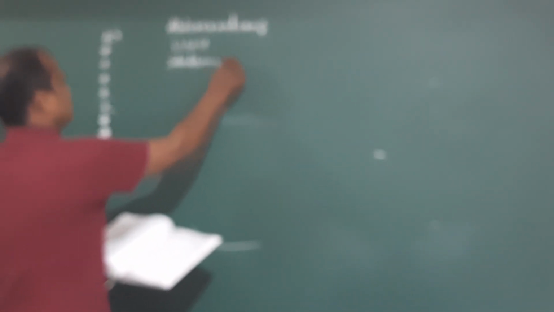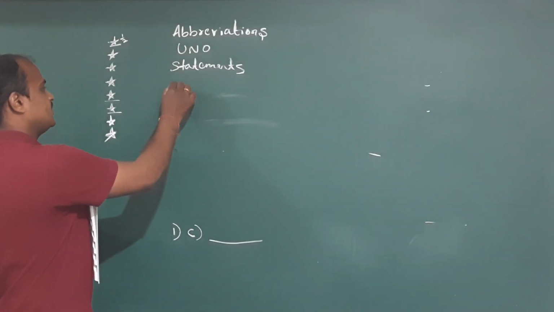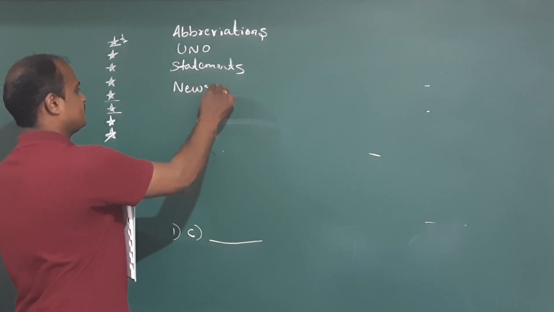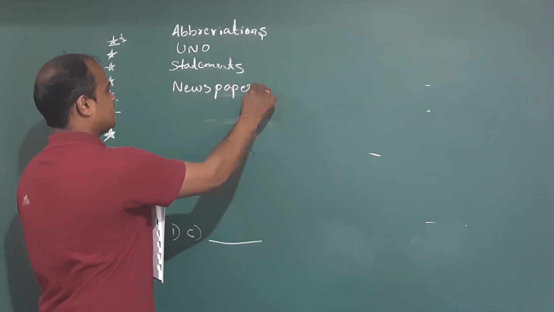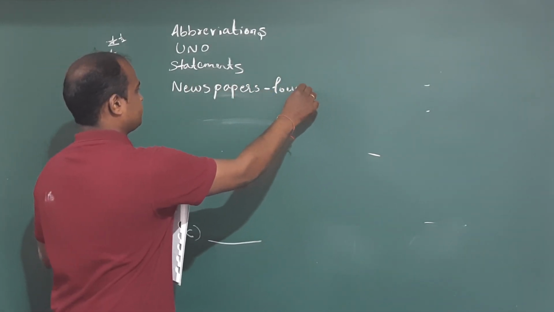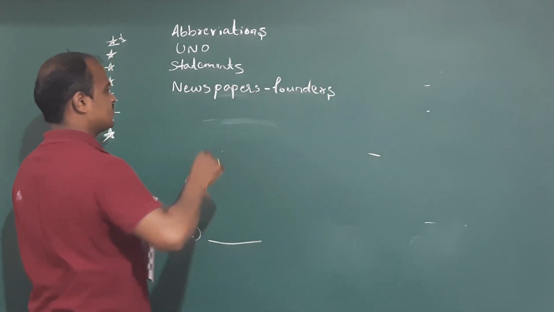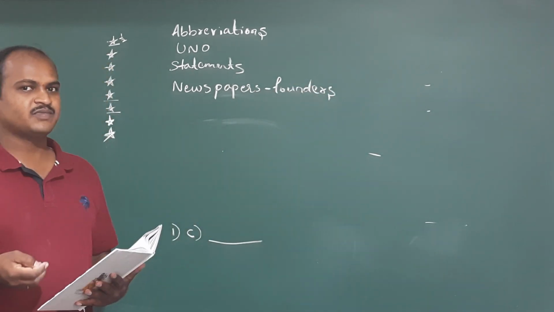So what is that? Statements. The second heading is statements or slogans, as we call them. Then again leave 2 or 3 pages, as many as you want. Then again, the next heading: you write newspapers. So newspapers and founders. It doesn't matter; newspapers with their founders is the heading.